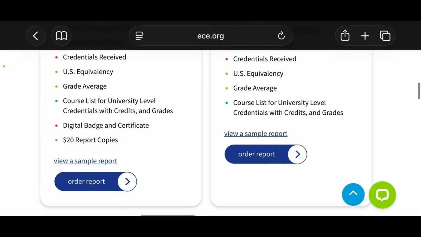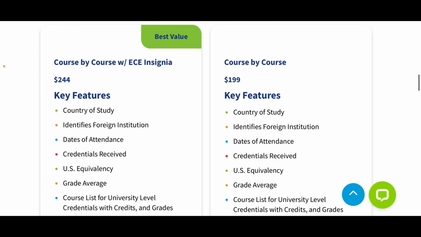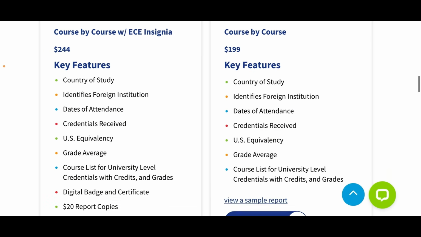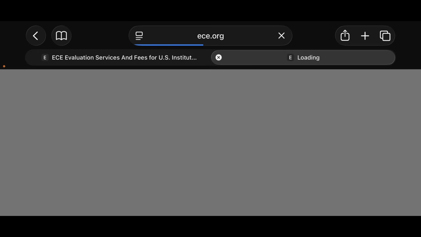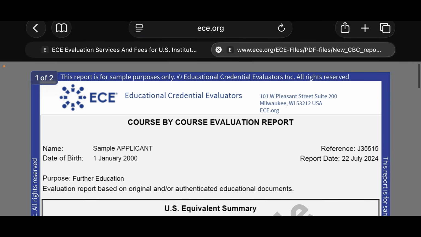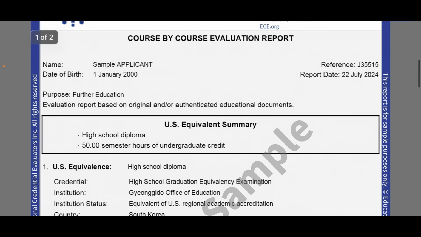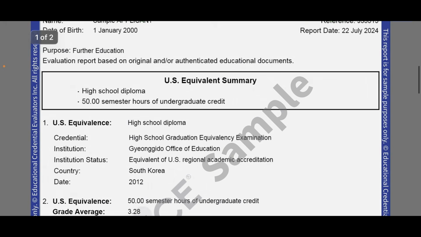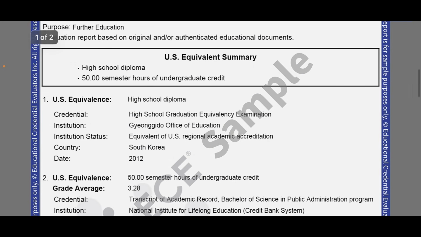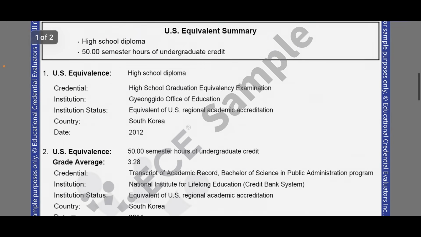If you're trying to get into school in the US, the best option for you, as I mentioned, is the course by course evaluation. Let's take a look at a sample, right? To see exactly what we're looking at. So this is the report here. It shows your name, your date of birth, your reference number, purpose, further education. It has the US equivalent summary here as like maybe a high school diploma. If this is your high school transcript, right?